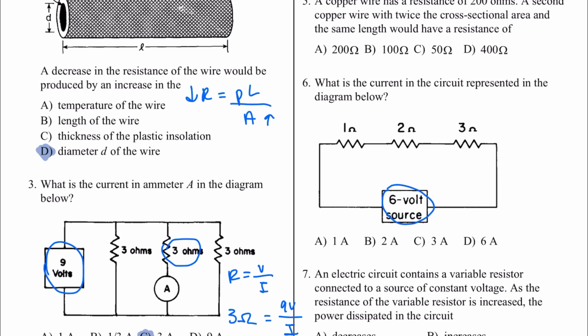So for a series circuit, we just add up the resistors. So 1 plus 2 plus 3 is equal to 6 ohms. So the resistance of the entire circuit is 6 ohms. Now we can put this into R equals V over I. So 6 ohms equals 6 volts over I. I is going to equal 1 amp, which is choice A.